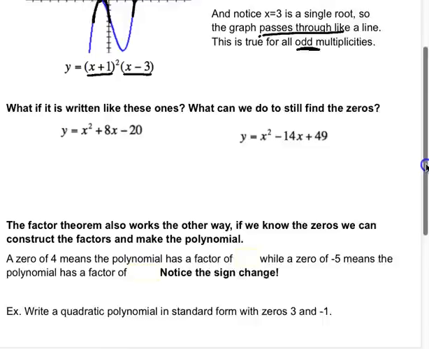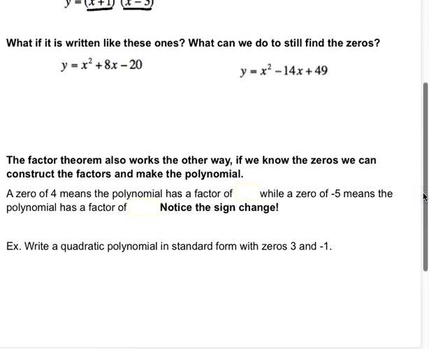Let's take a look at these. What if I wanted to find the zeros of these things? Scary, but still possible, right? If I want to find where the zeros are, well, remember, so far we've been working in factored form. So quite literally, all you have to do is factor.